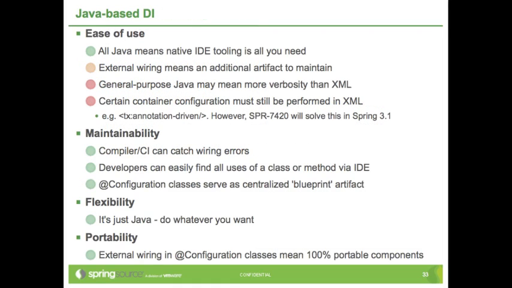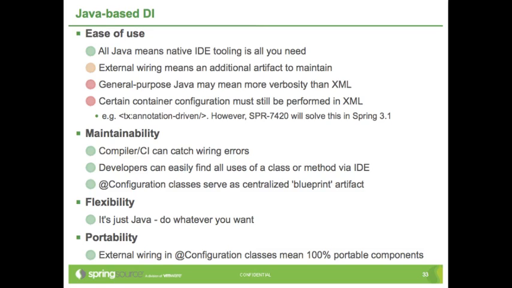So that's configuration. And then you can see the scorecard on this, right? Ease of use, it's all Java, and we all know that. So it's easy to use, and we've got good IDEs that we're probably all masters with. It is external wiring, which is a good thing, right, because it's not invasive. It is also an additional artifact, but that additional artifact isn't so hard to maintain because it's all Java. We're used to that, right?